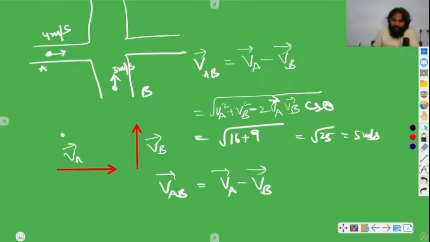Now here, I want to apply the triangle of vectors, that is why I will write it as V_A bar plus of minus V_B bar. Clear? Because I want to add these two vectors, one a positive vector and another a negative vector, so plus of minus gives the same result I want.